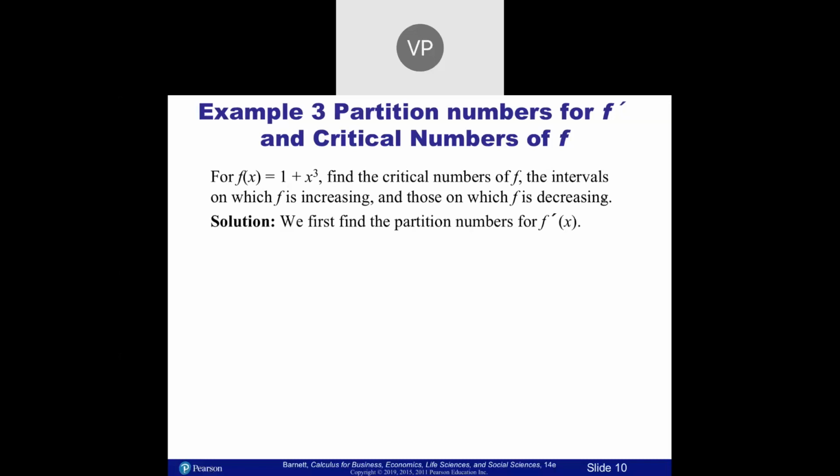So first step, find the derivative. All right, so I find the derivative, which is 3x squared. I set it equal to 0, and I get one critical number. I get a 0 right there.